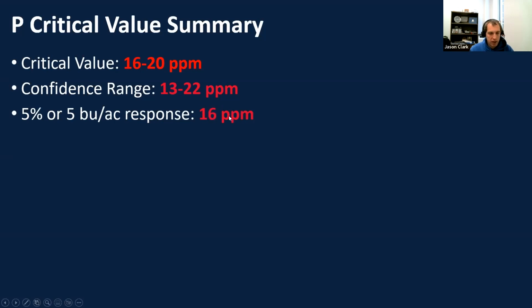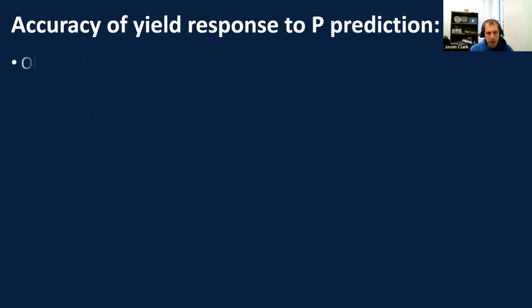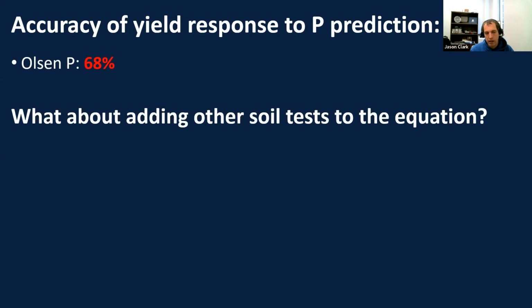So if we remember that graph, we did see a good amount of scatter in it. One thing we've been doing is seeing the accuracy of using soil test phosphorus by itself to say yes or no to increasing yield. We're about 68% of the time correct, whether we say we should or should not apply. So the other question we've been looking at is what else can we add to the equation, or to our decision-making process, of whether we should apply phosphorus fertilizer?